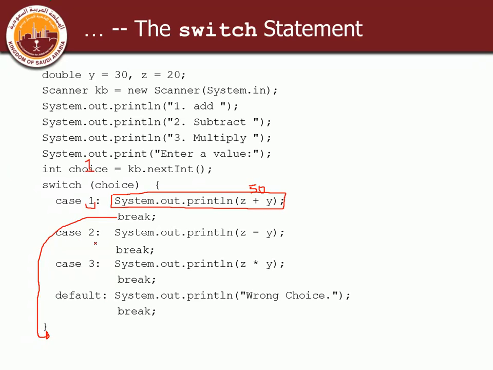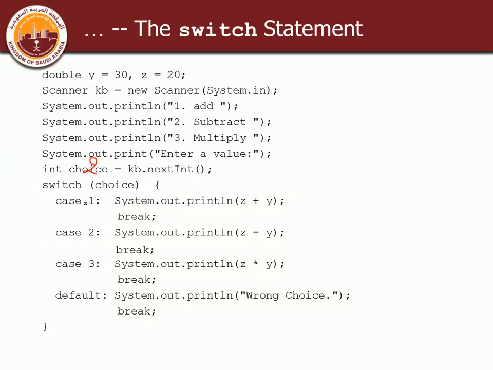Because if I remove the break, I can just keep going. And this is one of the advantages of this switch. If I type, for example, 2 instead of 1, let's run the program again. Imagine I run the program and then it displays 1, add, 2, subtract, 3, multiply. I press 2 and then press enter.